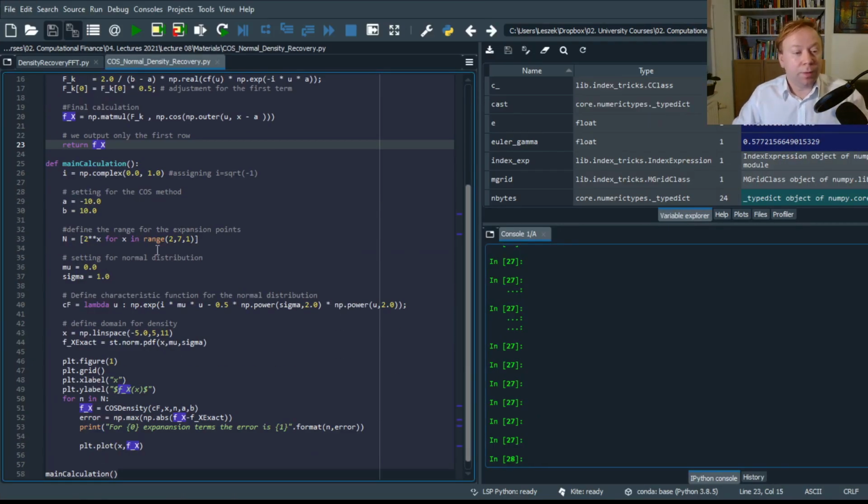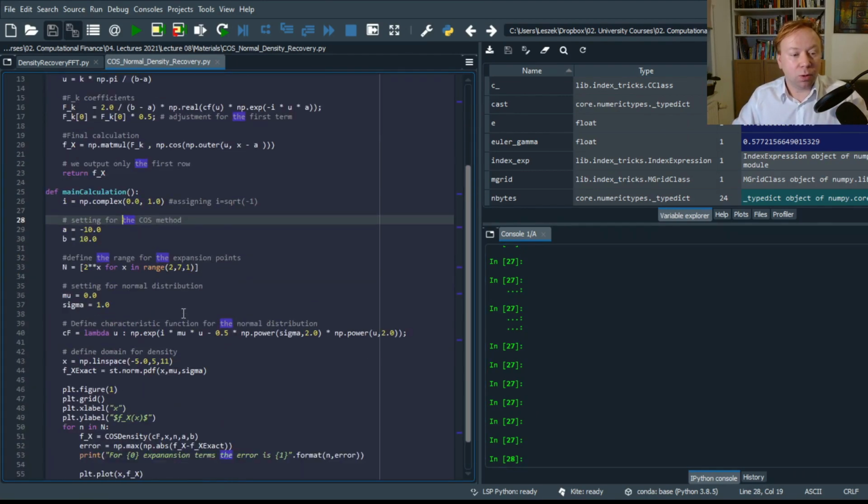In the code, we have an experiment which will also, again, consist of two blocks, the main part and then the COS method part. First of all, we specify the configuration, so the integration domain. Here we have a range of number of expansion terms. So this is, let's say, a fancy, Pythonish way of writing N to be a vector of elements. So we have 2 to the power x, where x belongs to this range. So this vector will have exactly the number of terms that we had tabulated previously.